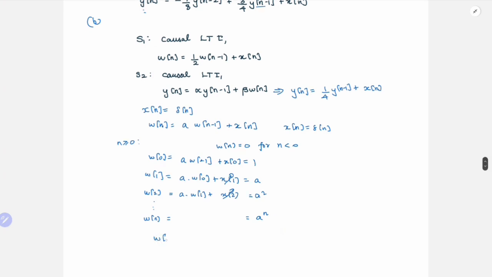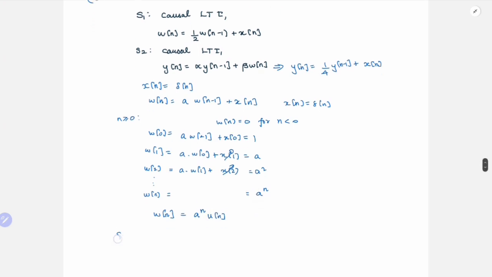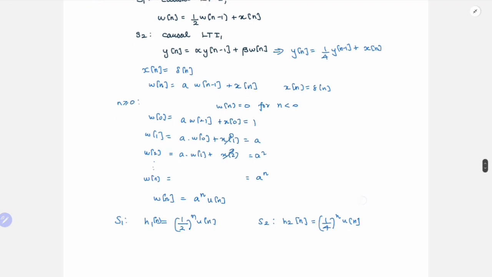Correct? So in general, what will be your w of n? So it will be a power n u of n. So similarly for S1, you will have h1 equal to 1 by 2 power n u of n. And for S2, you have h2 equal to 1 by 4 whole power n u of n, because your alpha is 1 by 4, right?